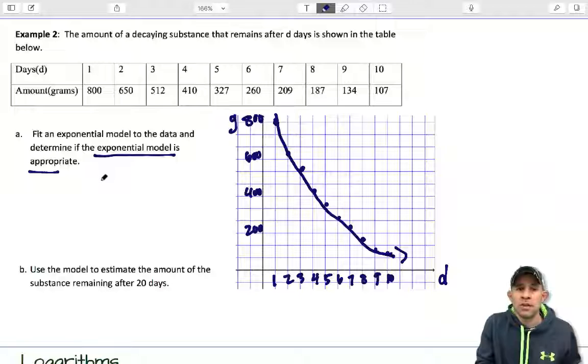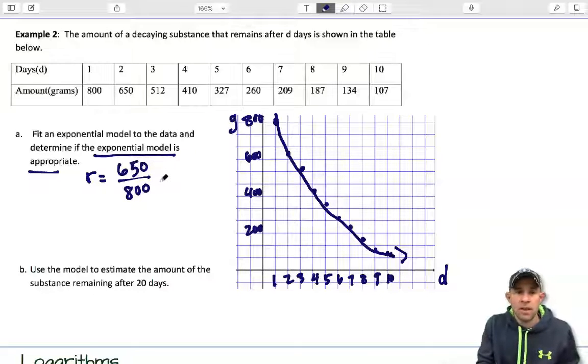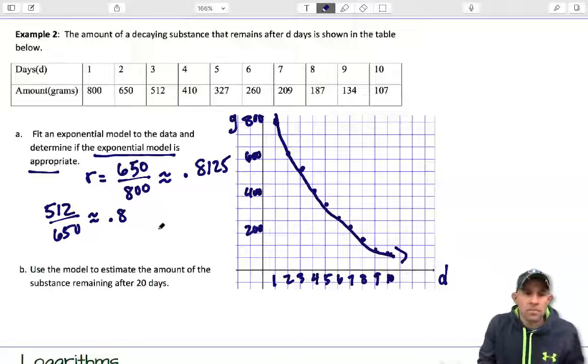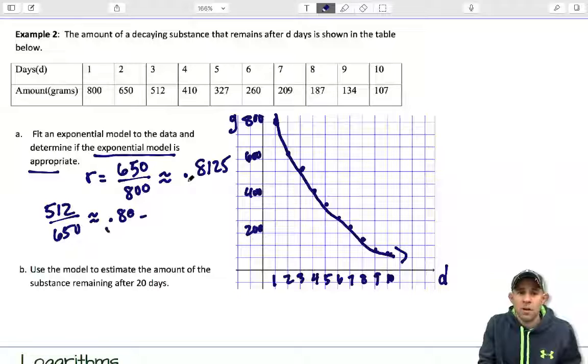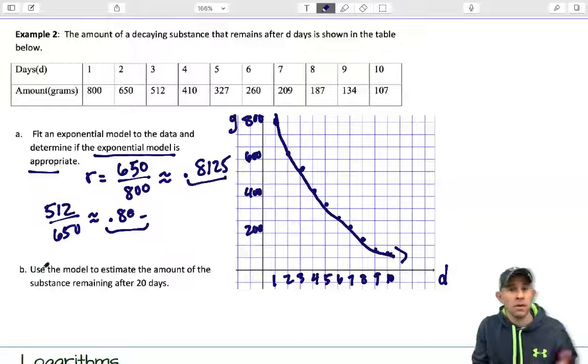So we could also take a look at just finding a constant ratio between terms, and you'll remember how to do that. You just take that second term, divide it by the first term. So if I take 650 and divide that by 800, it gives me approximately 0.8125. Now if I pick another set of terms here, like the third and the second term, if I take 512 and divide it by 650, again I get somewhere pretty close to that. It comes out to be about 0.80 something there. So right around that 0.8 looks like to be our constant ratio.